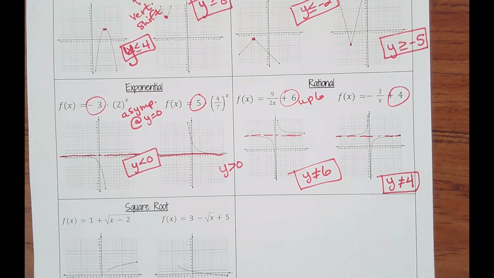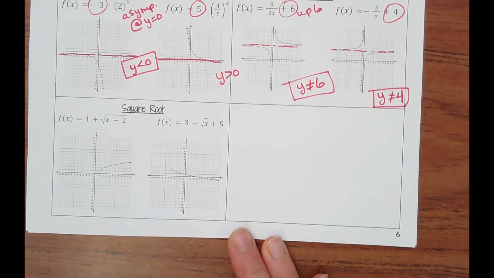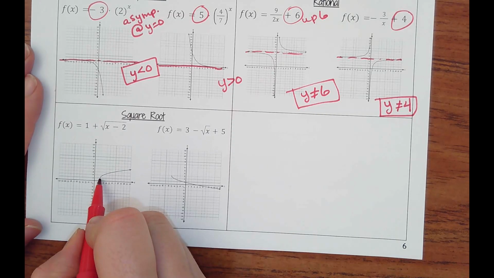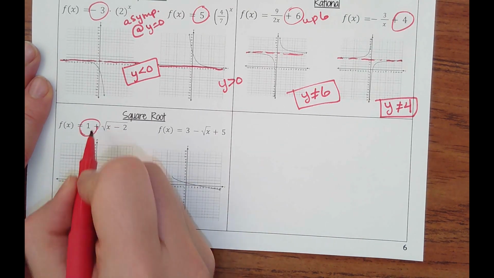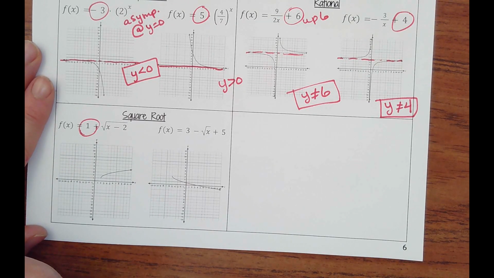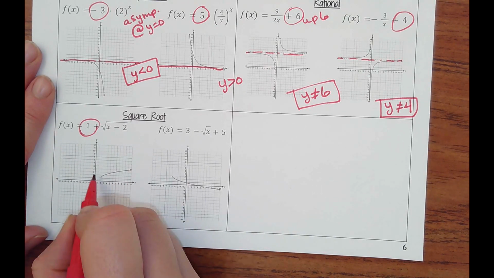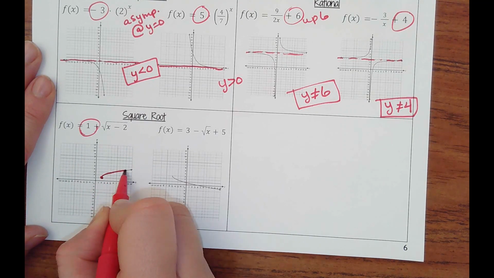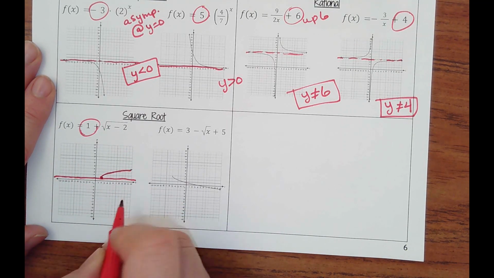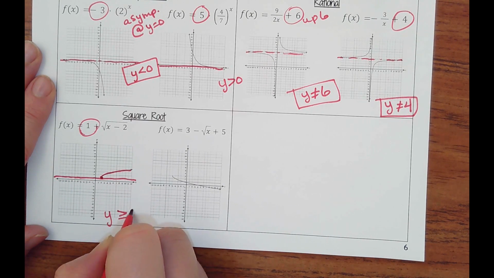And then a square root always has this stopping point because x's can't be negative. But again, we're looking at the vertical shift, not the horizontal. And so this went up 1. So this function's above the line y equals 1. So y's are all greater than or equal to 1.